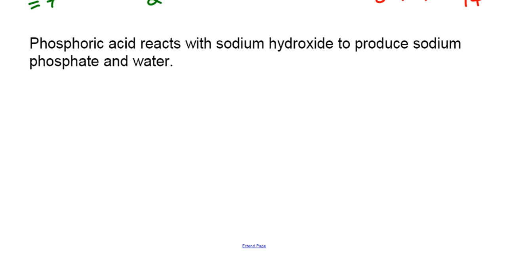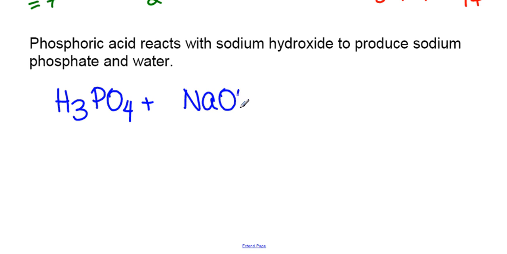So, I want you to try writing out the formulas for these ones first. So pause the video, see if you can get your skeleton equation, and if you want to try balancing it, go ahead, but I'll show you another trick you can try with this one. All right, let's take a look at your equations. Phosphoric acid is H3PO4. Sodium hydroxide, NaOH. Sodium phosphate, and water is H2O.